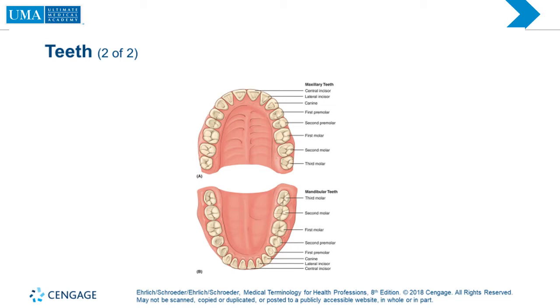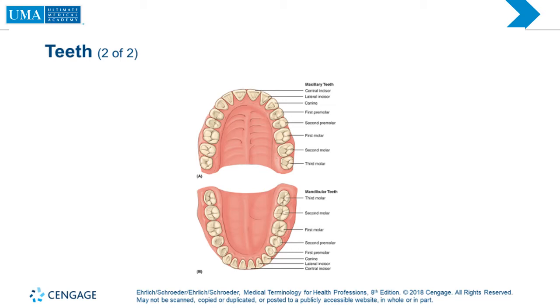Our human dentition will consist of 4 types of teeth. We have our incisors and our canines, and these are also known as cuspids. These teeth are used for biting and tearing. Then we have our premolars, which are also known as bicuspids, and molars, and these teeth are used for chewing as well as grinding.